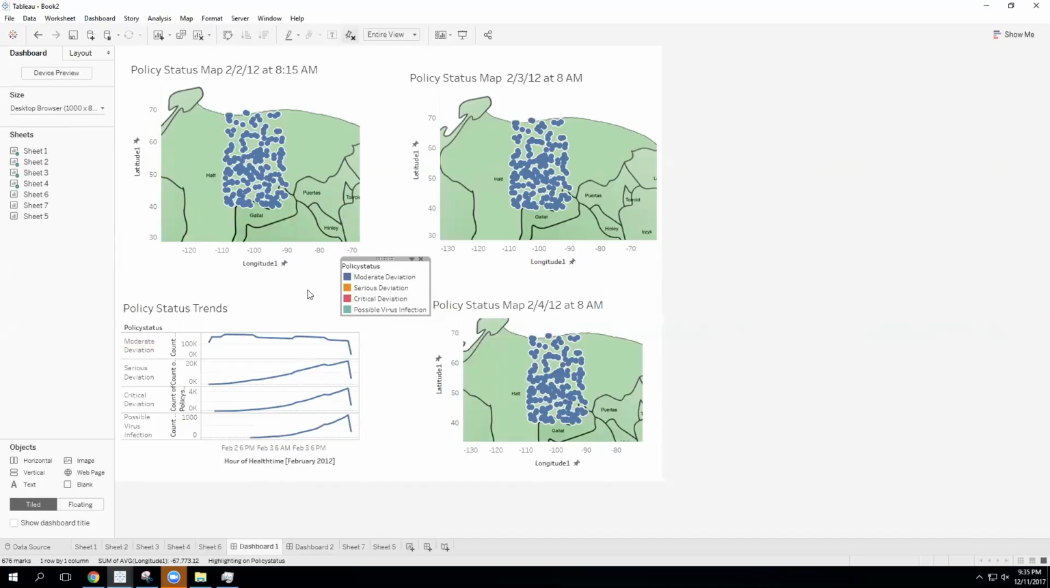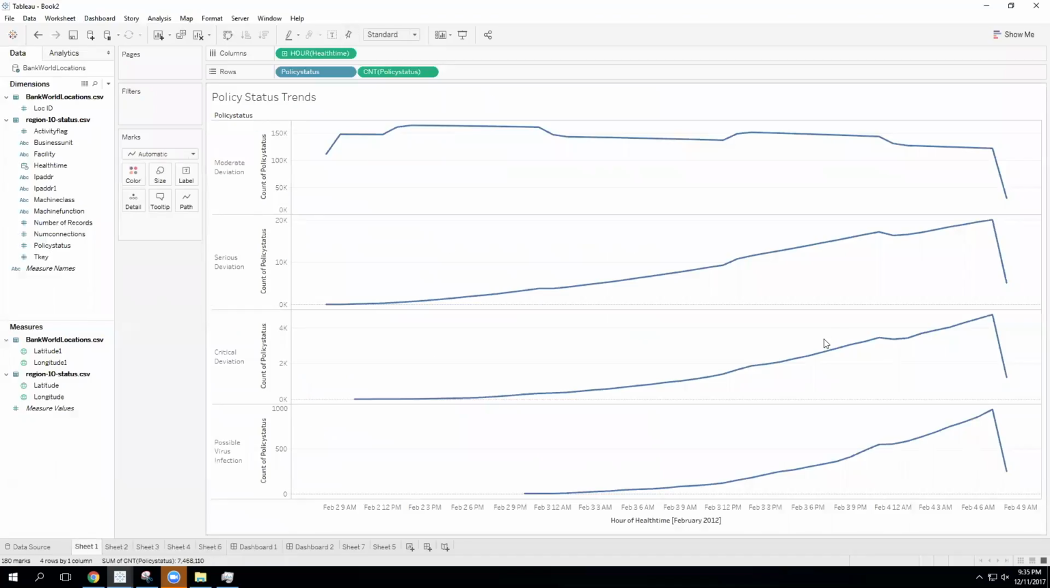Our second potential anomaly is that they experienced their highest deviation levels during non-work hours. So when we look back at the policy status trends, you can see right here is the highest point for all 3 of these policy statuses, and they occur at 7 a.m. on February 4th, and they've been growing throughout the night when no one should be working on the computers.